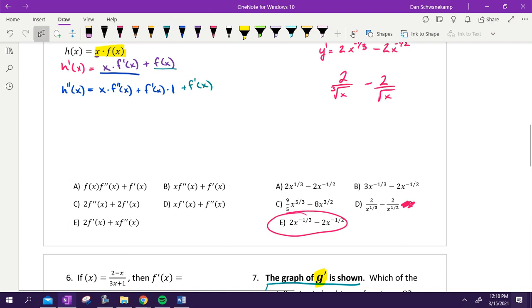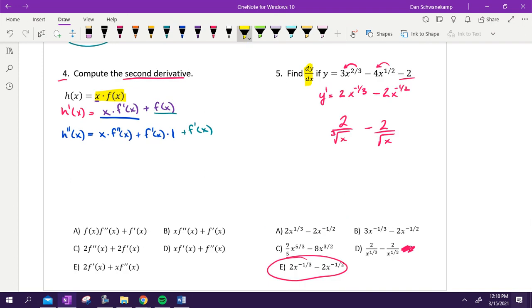That's kind of the key here. That's why I'm guessing a lot of you got B. Yep, if you got B, you had the right idea. We get this right here. That's going to get me this. But I've got not only one f prime of x, I've got a second one. That is why it is 2 f prime of x. That's why the answer is E and not B. Questions on something we did today?